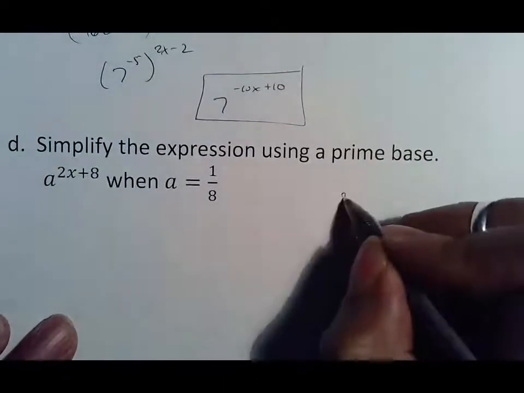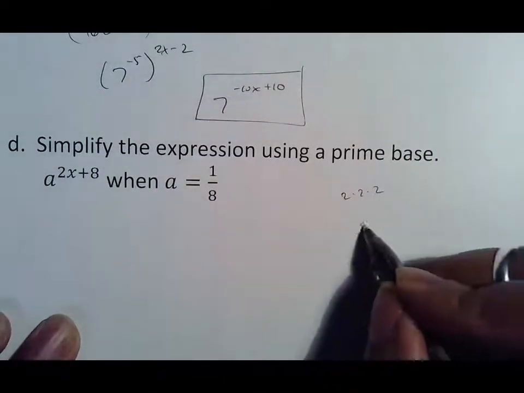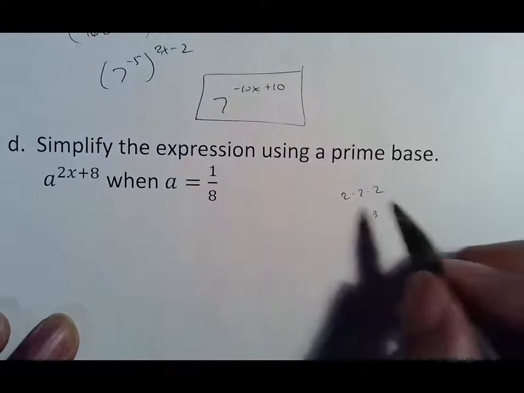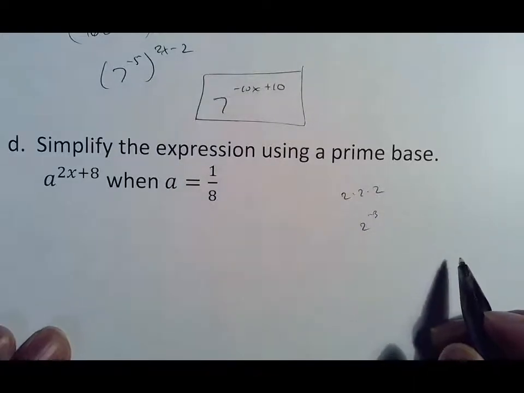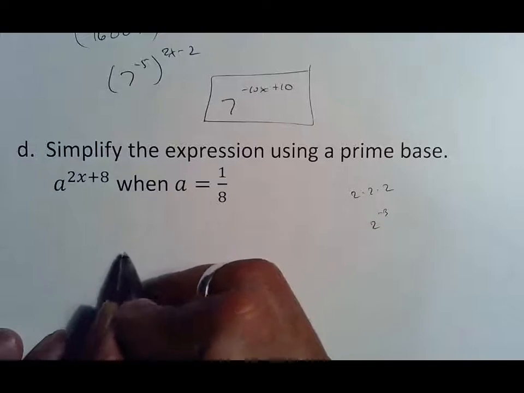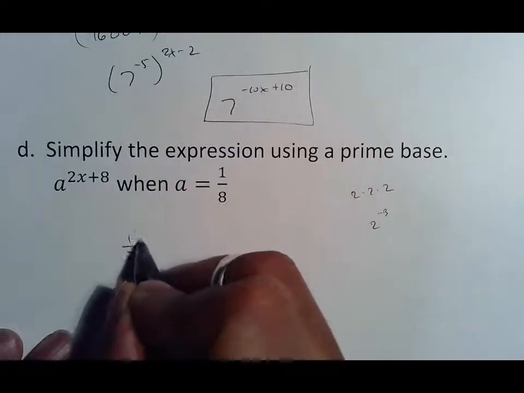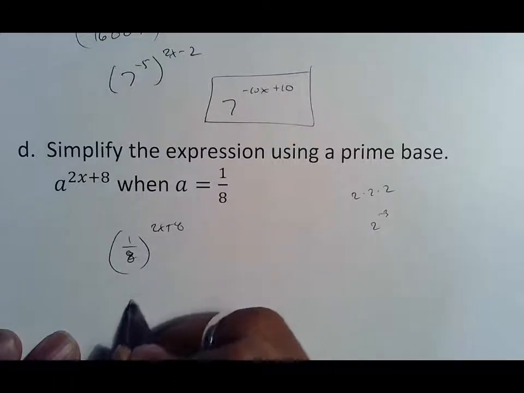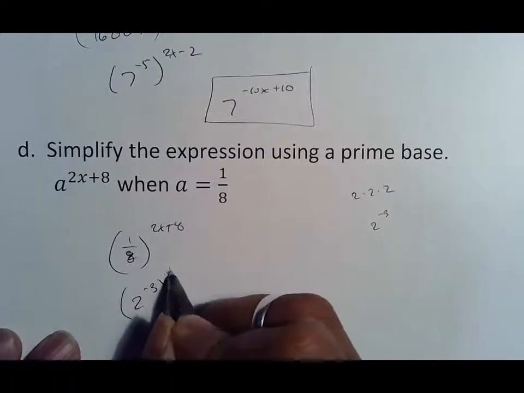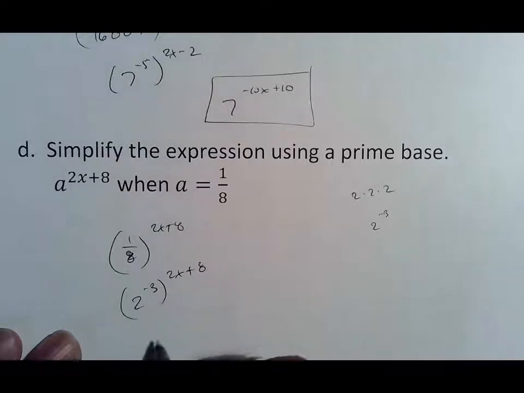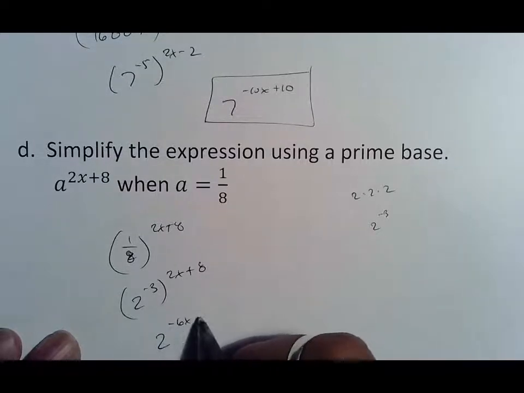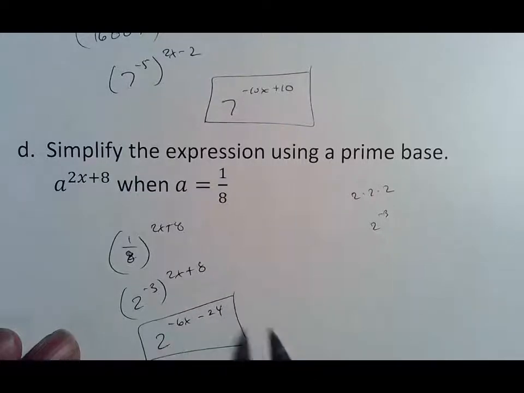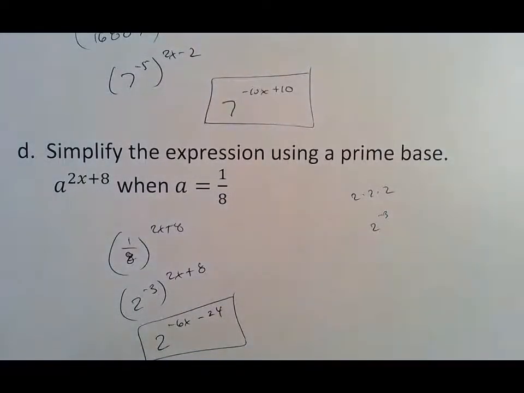8, I believe, is 2 times 2 times 2, just from doing what I'm doing. So 2 to the third. If 8 is in a fraction, we're talking about 2 to the negative third. So we would turn this into, instead of 1/8, so 2x plus 8, it would turn to 2 to the negative third to 2x plus 8, which is 2 to the negative 6x minus 24. So again, make sure you practice that. Make sure you get what you need out of that.